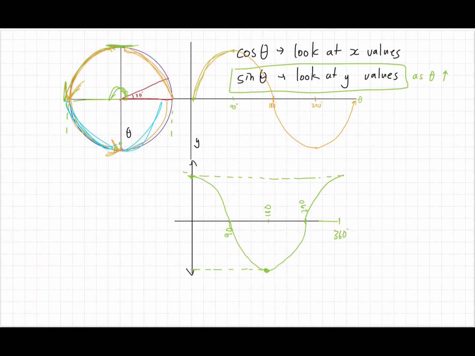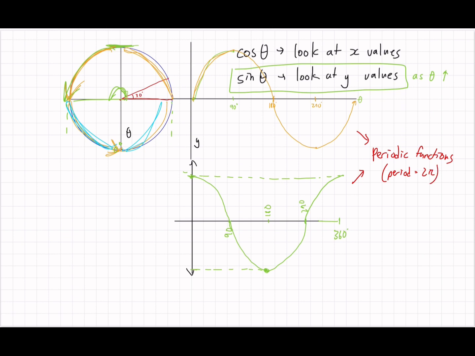That's why these are periodic functions, right? Because they repeat over and over again, like this, every 360 degrees, right? That's why the period is 2 pi.